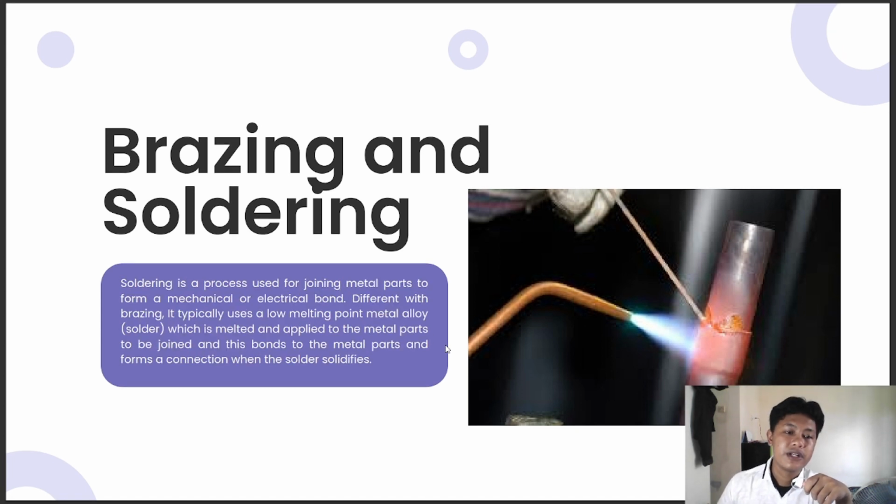The last is soldering. Soldering is a process used for joining metal parts to form a mechanical or electrical bond. Different from brazing, it typically uses a low melting point metal alloy, solder, which is melted and applied to the metal parts to be joined, and this bonds to the metal parts and forms a connection when the solder solidifies.